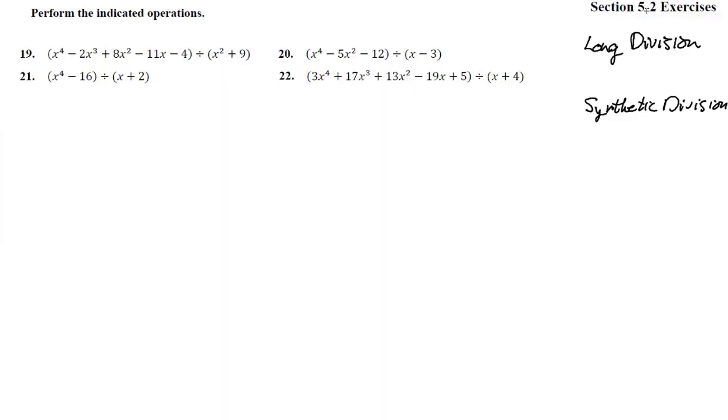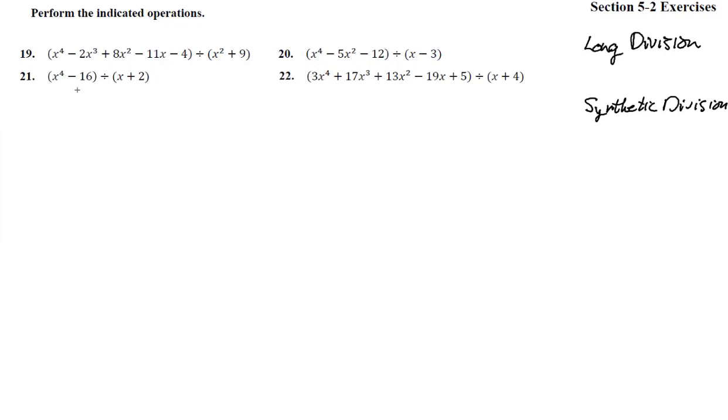Here we are in section 5-2, exercises 19 through 22. Looks like we're doing long division. We have two ways of doing it, long division, and numbers 20, 21, and 22 are all prime for synthetic division. That's where we have a linear factor that we're dividing out with leading coefficient 1. All right, let's start at 19.